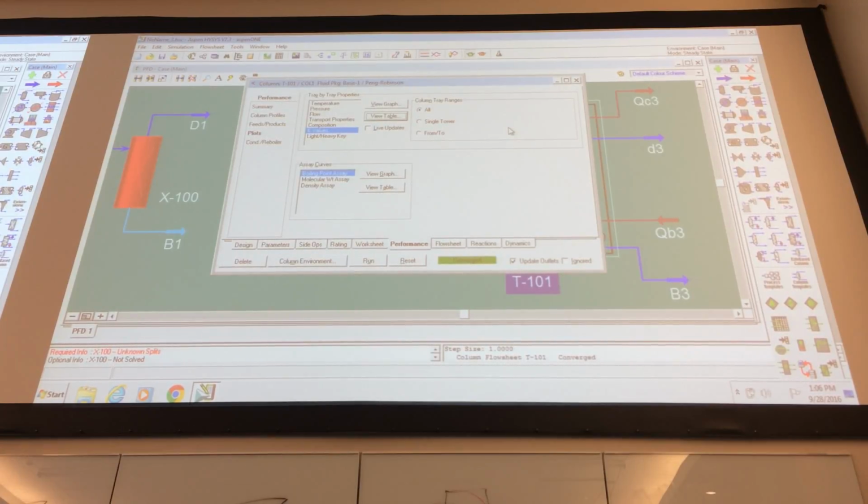Flow rates, equilibrium, operating lines, stages, minimum number of stages. All of these things you can get from here, and you can get from here.